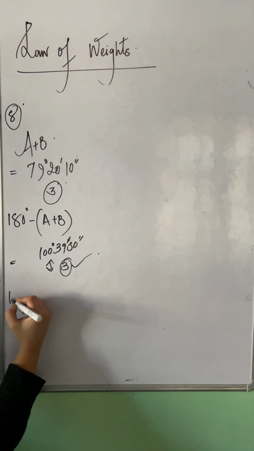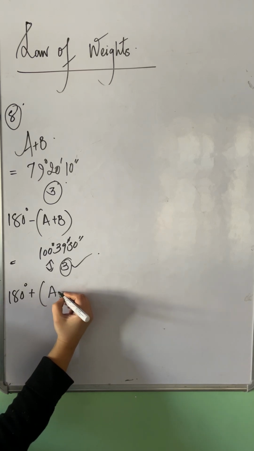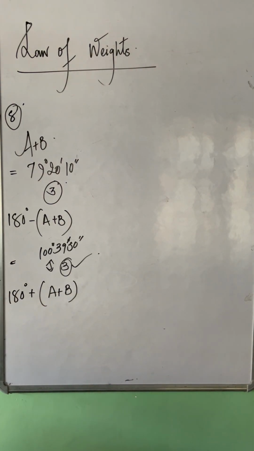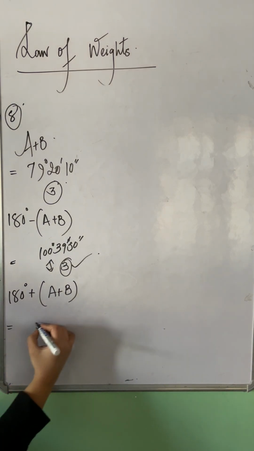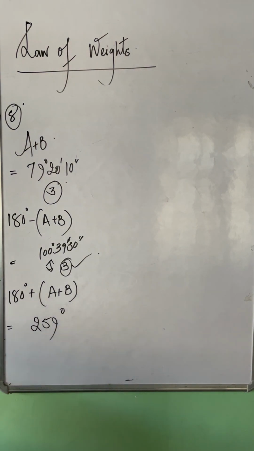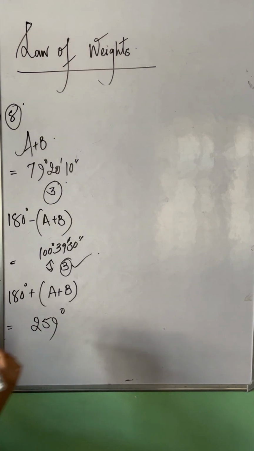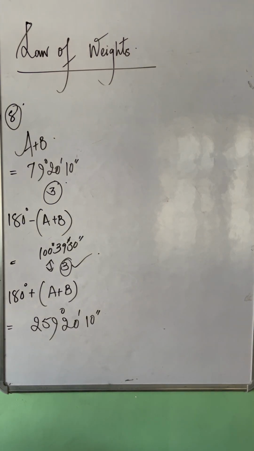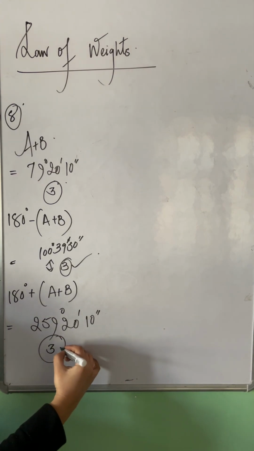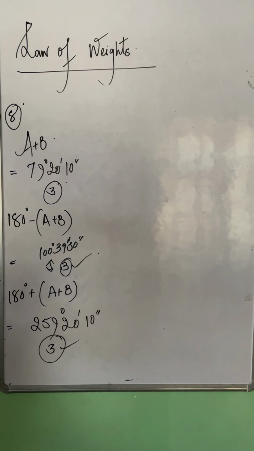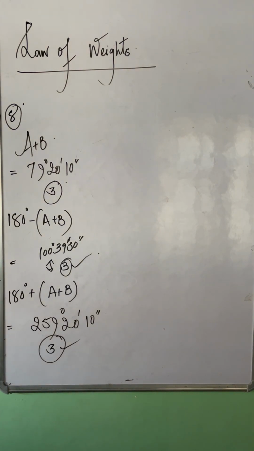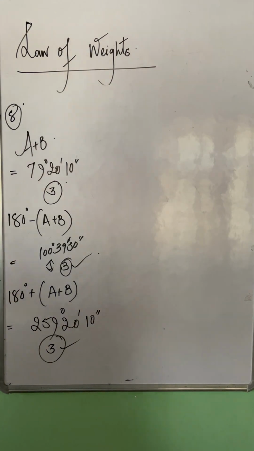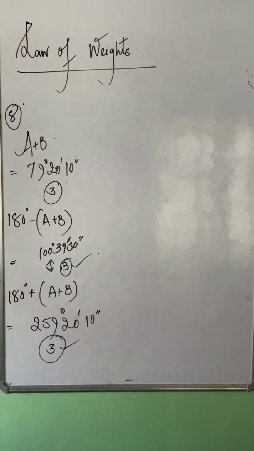Similarly, if we take another equation, this is 259 degrees, 20 minutes and 10 seconds. This will also have a weight of 3. So the last law of weight says that the weight of an equation remains unchanged if the equation is added to or subtracted from a constant. All right, so this was about the laws of weights.